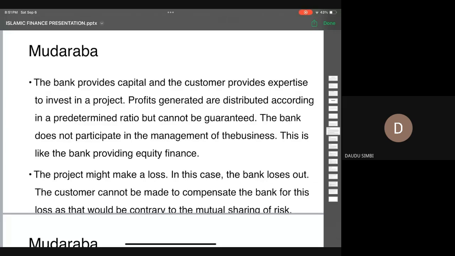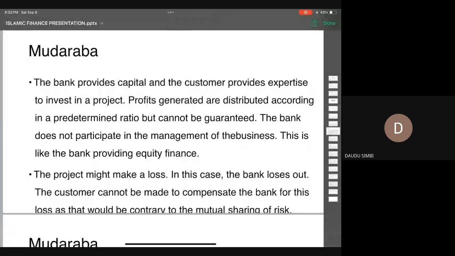So now, moving on to Mudaraba. In Mudaraba, the bank provides capital and the customer provides expertise to invest in the project. Profits generated are distributed according to a predetermined ratio, but cannot be guaranteed. The bank does not participate in the management of the business. This is like the bank providing equity finance.